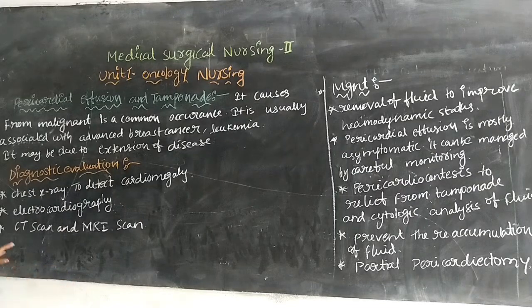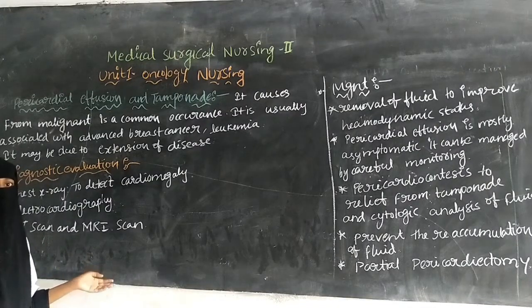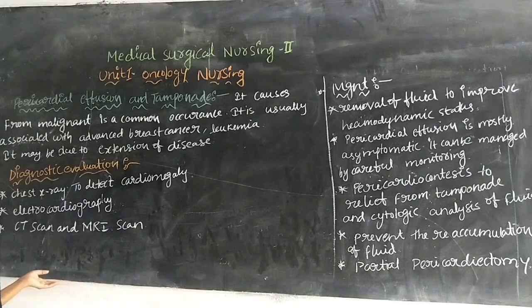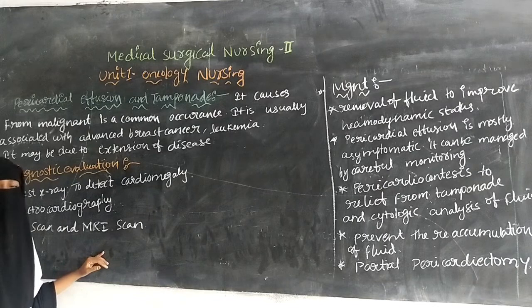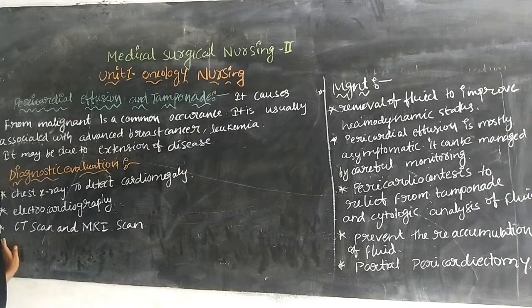So this is the definition of pericardial effusion and tamponade. An excess amount of fluid can occur in the pericardial cavity. Because of this, there is increased pressure over the heart, and because of this pressure, the heart function can be decreased.